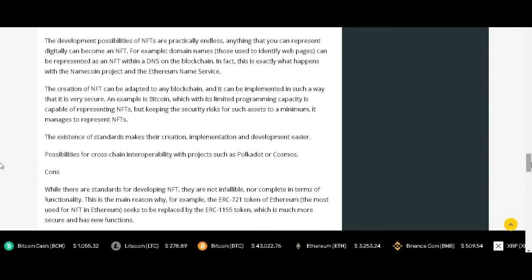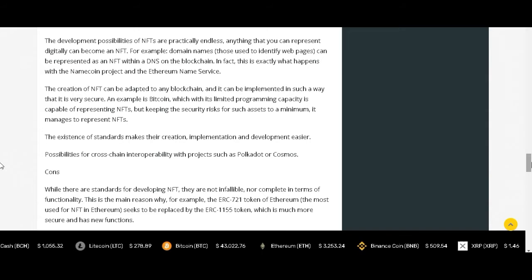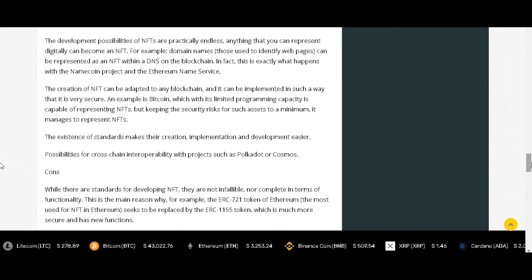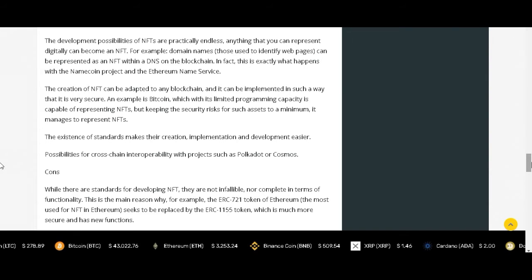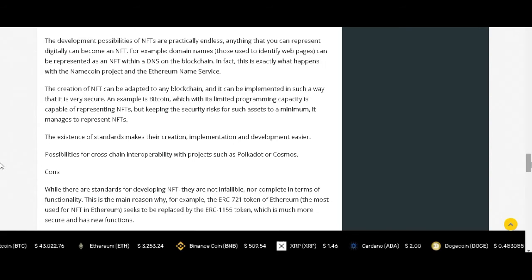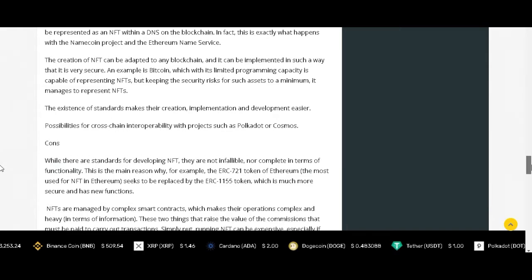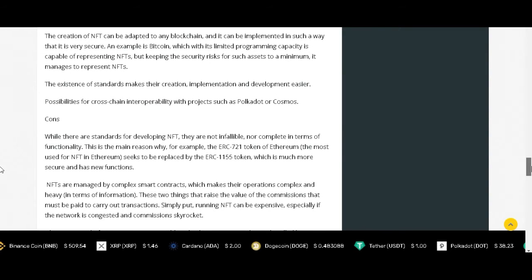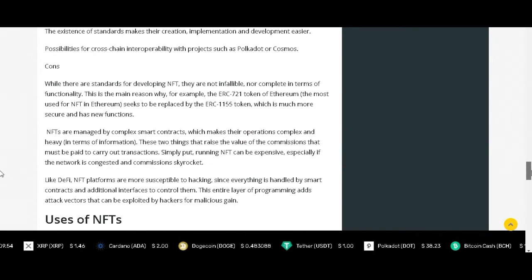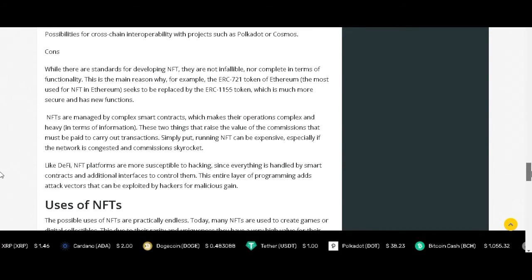The creation of NFTs can be adapted to any blockchain, and it can be implemented in such a way that it is very secure. An example is Bitcoin, which, with its limited programming capacity, is capable of representing NFTs while keeping the security risks for such assets to a minimum. The existence of standards makes their creation, implementation, and development easier. There are also possibilities for cross-chain interoperability with projects such as Polkadot or Cosmos.